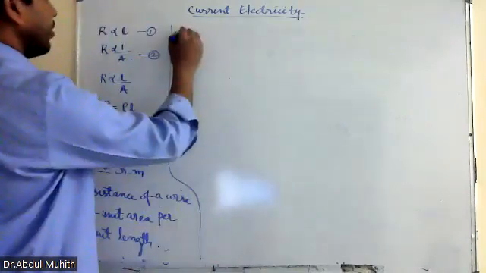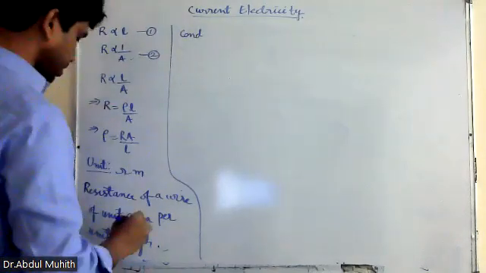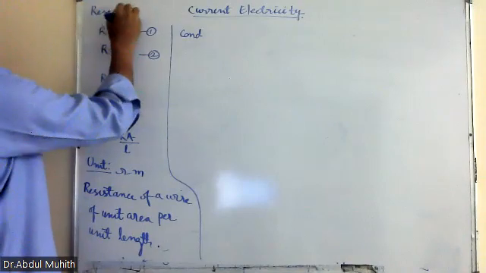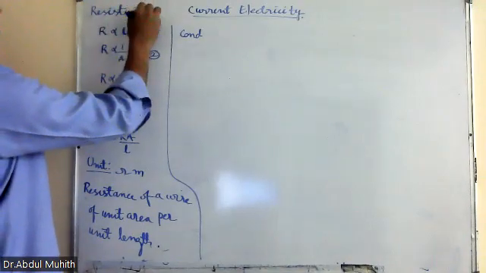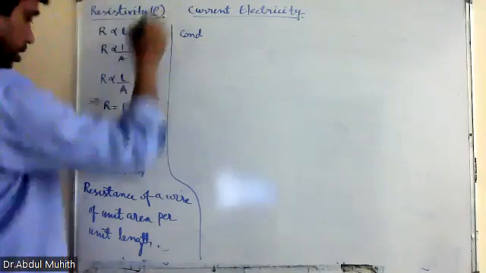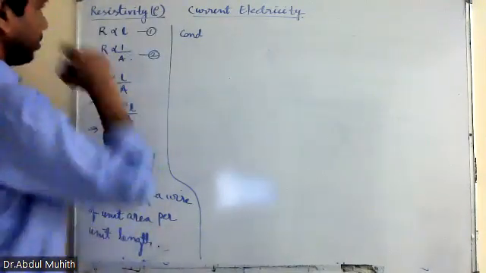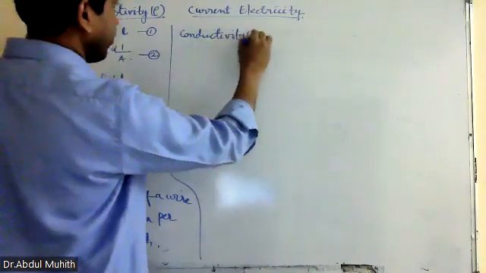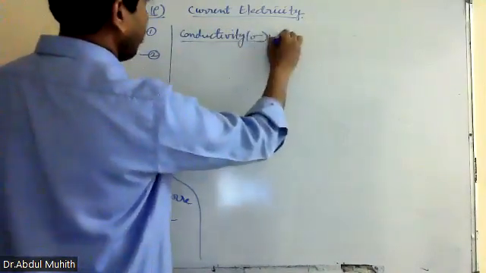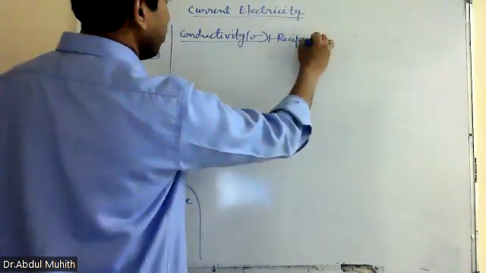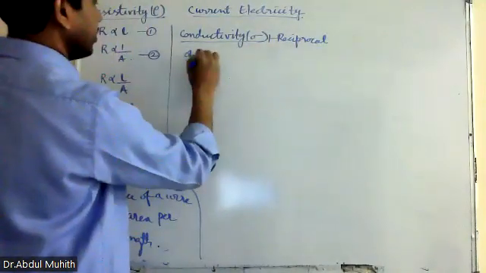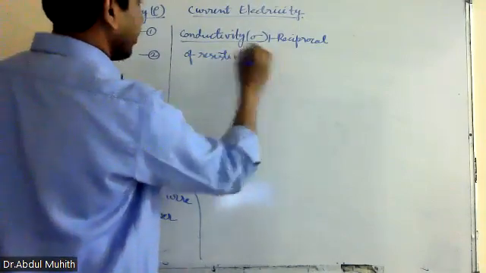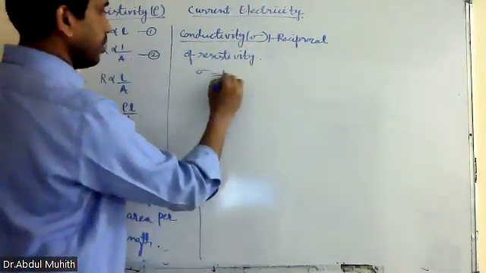Conductivity. Next definition. So resistivity is denoted by rho, and it is measured in what? Unit is ohm meter. Next is conductivity. Conductivity is sigma. Reciprocal of resistivity is conductivity. So conductivity sigma is equal to 1 by rho.